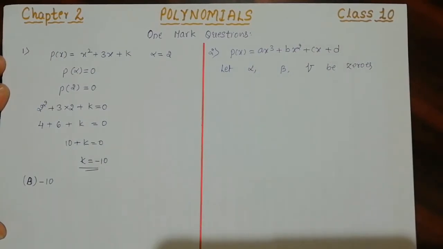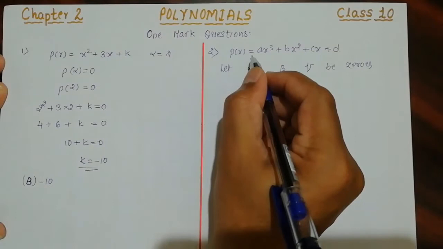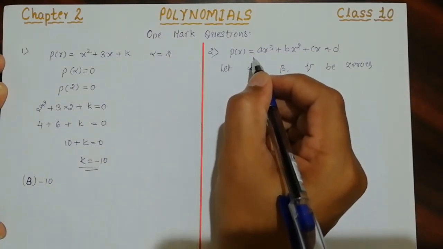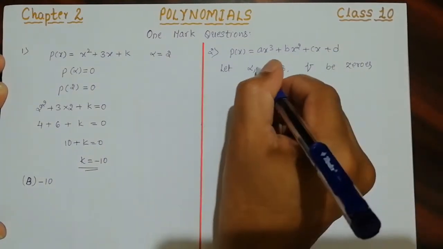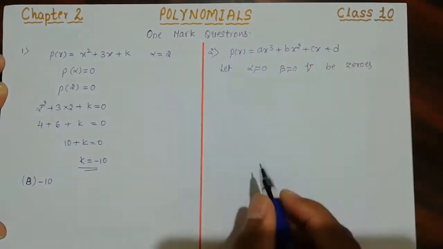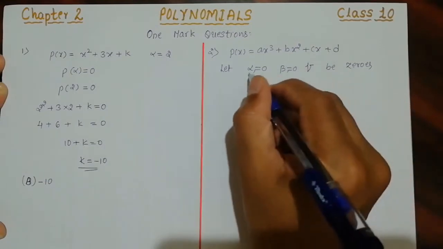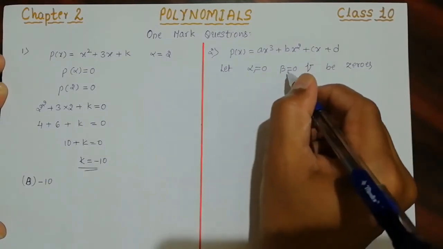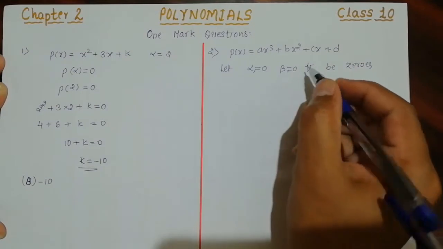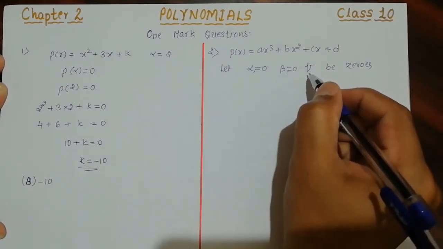And one more important thing is that two zeros of this polynomial are 0. That's why I'm going to consider alpha is equal to 0 and beta is equal to 0. You may consider beta, gamma or alpha, gamma, it's your choice. I consider alpha is equal to 0, beta is equal to 0, and the third zero is gamma, and I have to find out what gamma is.